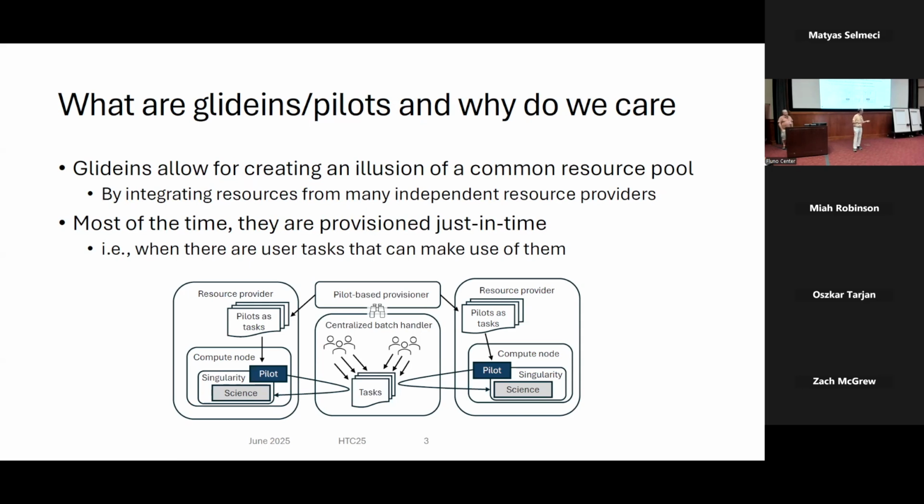And one of the really powerful features of the current glidein infrastructure is that it's provisioned just in time. So the glideins get created when there is a need for them. So you will get a glidein sent somewhere only if there are jobs in the Condor queue that have nowhere to run. At least to the first approximation, then we can discuss if it actually happens this way, but that's the idea.